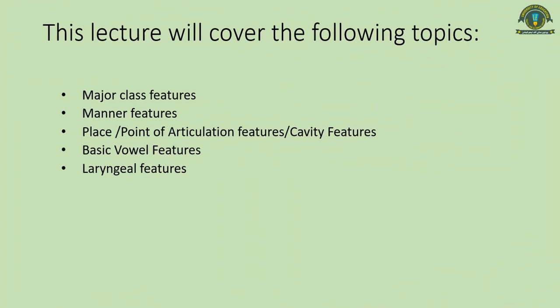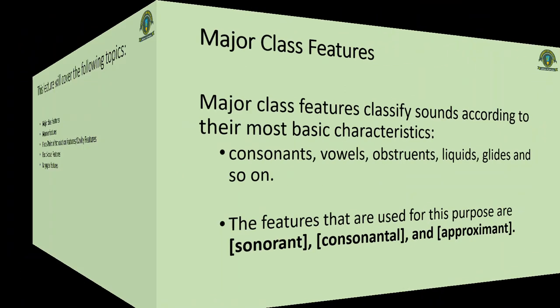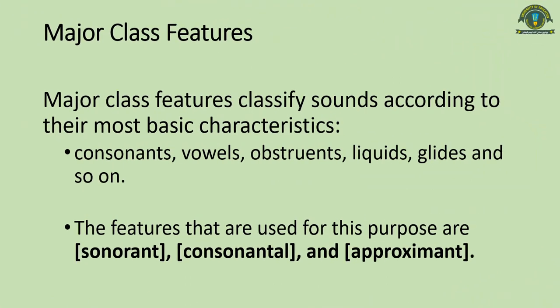This lecture will cover these topics. We will see some major class features, manner features, place or point of articulation features, cavity features, basic vowel features and laryngeal features. It will cover all the topics which are mentioned in the course outline. Now we begin with major class features.